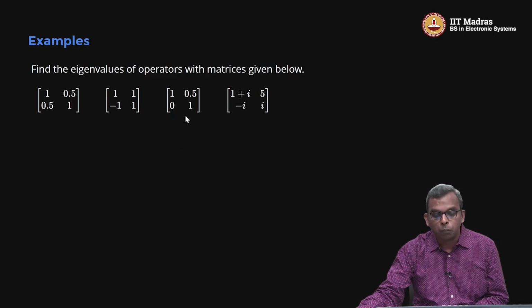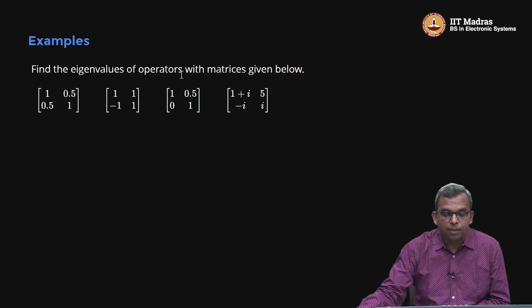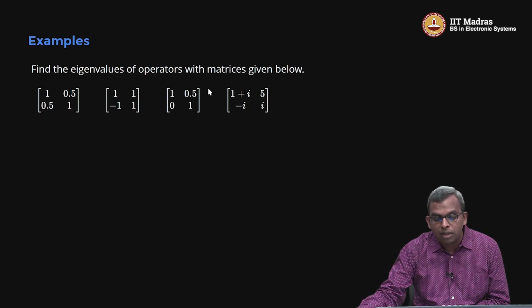Calculate them. So, this one is a very interesting matrix. If you do this, notice what happens. 1 minus lambda whole squared equals 0, right.